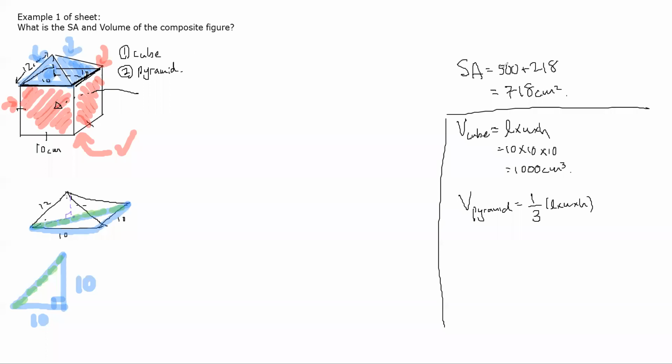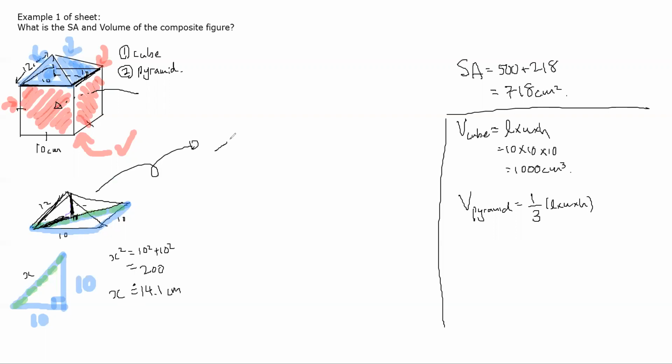Using Pythagorean theorem, my hypotenuse, x squared, is going to be 10 squared plus 10 squared, which is 100 plus 100, that's 200. X is going to be the square root of 200, which is 14.1 approximately. Okay, if this entire diagonal is 14.1, that means the halfway point would be approximately 7.05.